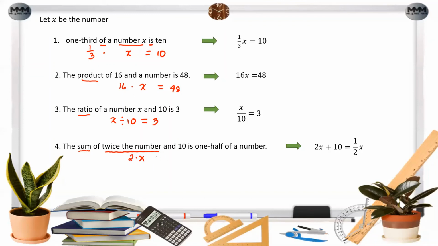We are to write the sum of two numbers. So plus, then 10. Here, "is" means equality. Then 1/2 of a number is 1/2 of a number x. For "of," we multiply it by x. That's why we have here 2x. We can rewrite this as 2x plus 10 equals 1/2 x.